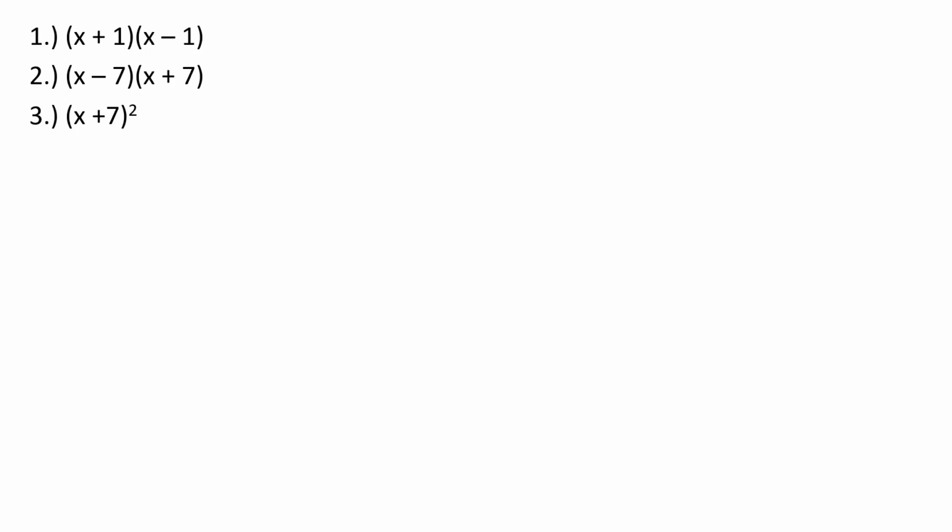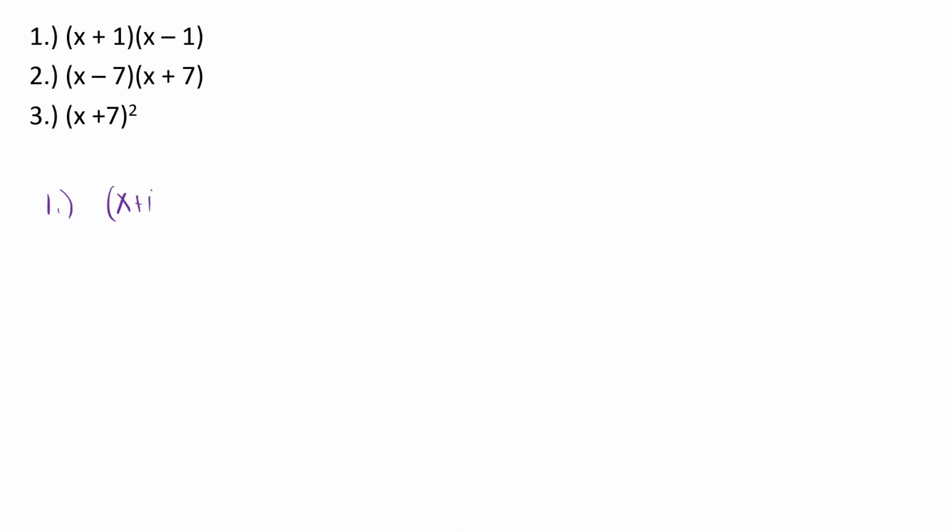Okay, so we're gonna do these in kind of like groups. I tried to scatter them around like the different kinds of things you might look at. So first one is the x plus 1 times x minus 1. And if you watch the lesson, you know that these are called conjugates. And when you multiply conjugates, the middle terms drop out.